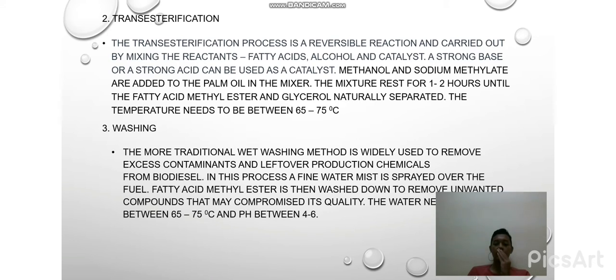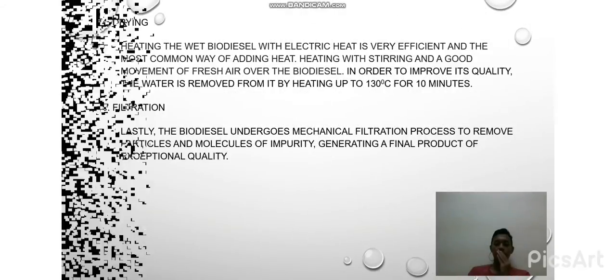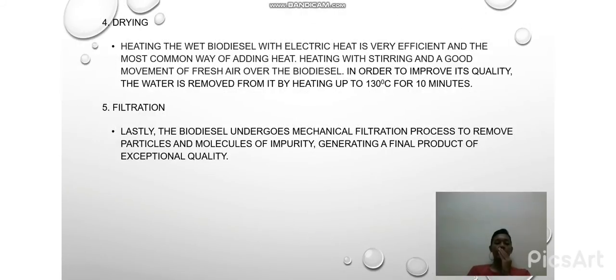The fourth step is drying. Heating the wet biodiesel with electric heat is very efficient and the most common way of adding heat. Heating with stirring and a good movement of fresh air over the biodiesel. In order to improve its quality, the water is removed by heating up to 130 degrees Celsius for 10 minutes. And the last process is filtration. Lastly, the biodiesel undergoes a mechanical filtration process to remove particles and molecules of impurity, generating a final product of exceptional quality.